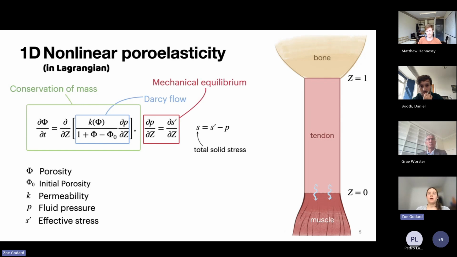And here, this is mechanical equilibrium, where S prime is the effective stress, and we take the effective stress because in a poroelastic material, the fluid is always exerting a pressure P on the solid skeleton, even when the fluid is at rest, and so that cannot contribute to the deformation. So we need to consider the effective stress if we're considering deformation of the solid. As for our permeability law, we're going to just use the Kozeny-Kármán permeability law, which of course isn't particularly for tendons, but it means that permeability increases with porosity, which is somewhat in agreement with the literature.